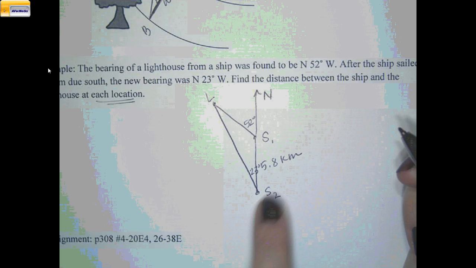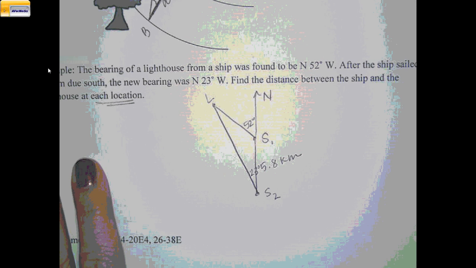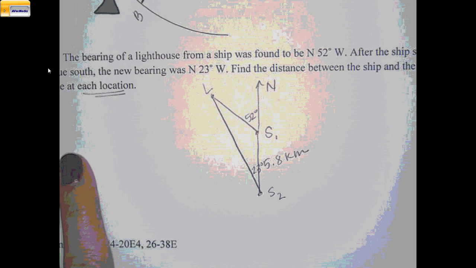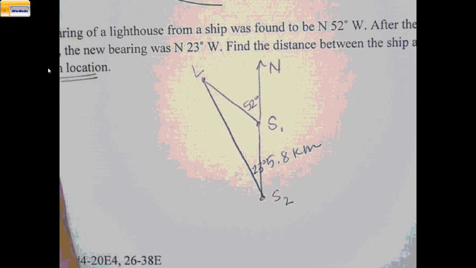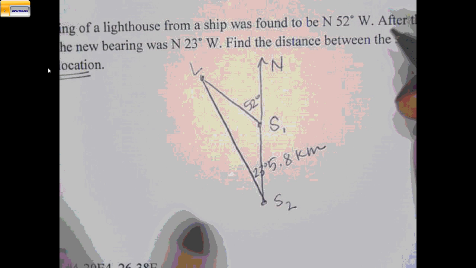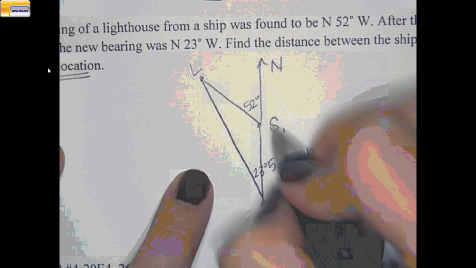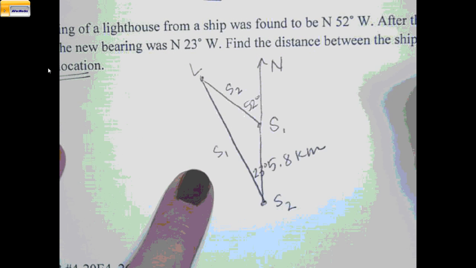So the bearing is different now. It's now 23 degrees. Does everybody see where I got that? It said it was 23 degrees. So that's the picture. And they want us to find the distance from the ship to the lighthouse right here, which across from that angle, it's called S sub 2. Across from this angle, it's going to be S sub 1.